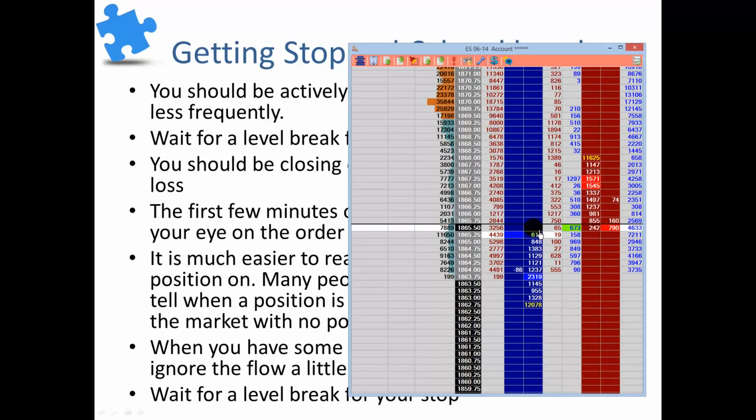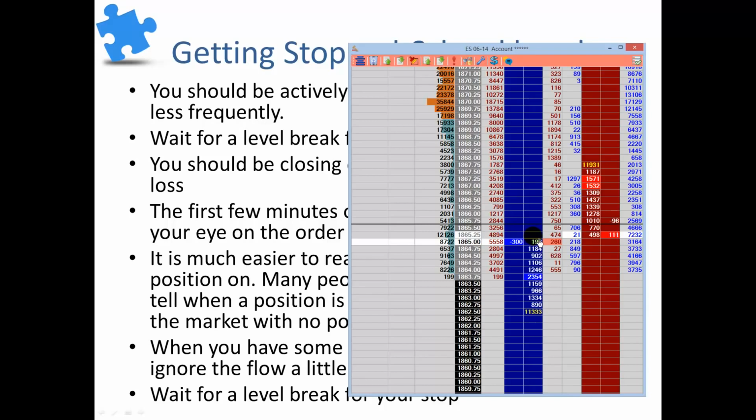Now, obviously, if you're waiting for this level to break here, you don't want these levels below you to be breaking too. So you have to keep your eye on these things. And with this technique, you do need a fairly thick market.